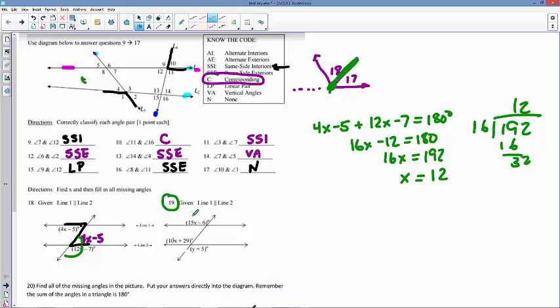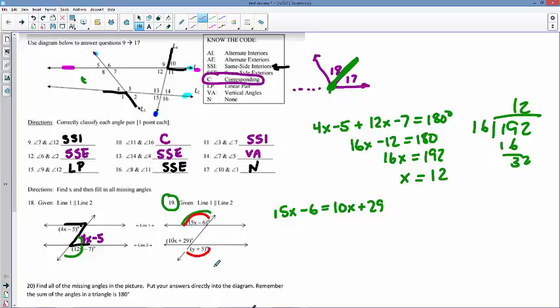Okay, so hopefully you gave 19 a try, either in class or just now. These angles are corresponding angles, okay? What do we know about corresponding angles? They are congruent, which means their measures are the same, so we're going to set them equal to each other. And that's a plus, just want to make sure, plus 29, okay?